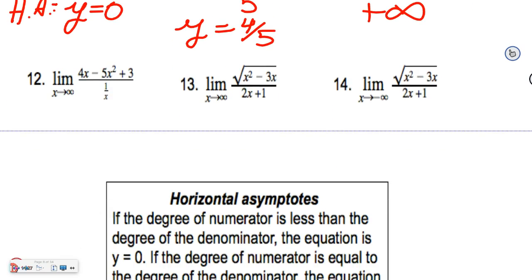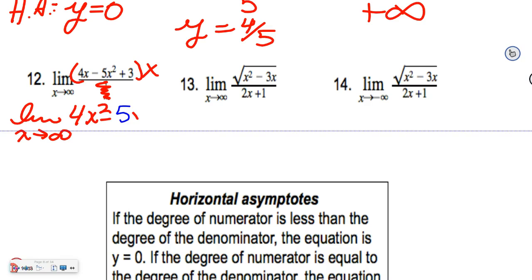The calculus method of doing number 12 is a mess. So let's not do that. Let's attack it with common sense. Let's even go way back to elementary school. What they tell you, when you divide by a fraction, multiply by the reciprocal. Our book would not approach this one that way, but we're going to. If I multiply everything through by x, I'm really taking the limit as x approaches infinity of 4x squared minus 5x cubed plus 3x.